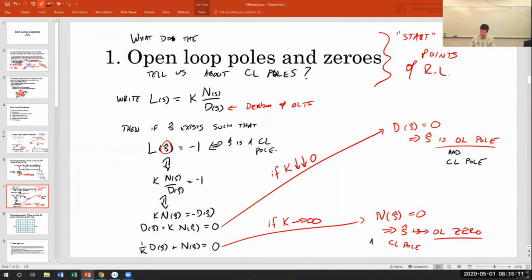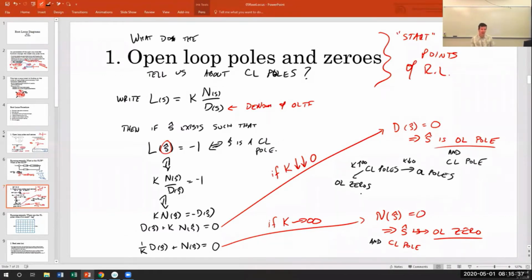So we've got two balancing acts going on. As K gets small, the closed loop poles approach the open loop poles. And as K gets big, the closed loop poles approach the open loop zeros.